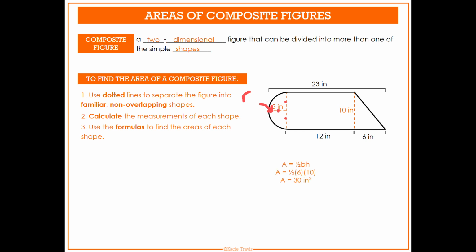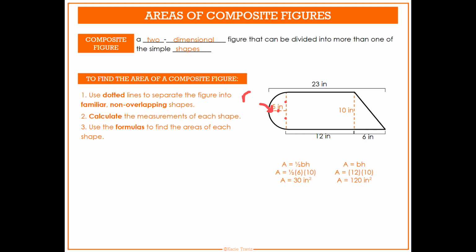First, we have our triangle to the right. It's 1/2 base times height. Our base for this is 6. Our height is 10. So 6 times 10 divided in half gives us 30. Next, let's take a look at this rectangle in the center. We have our base times height. This is 12 times 10, which is 120.